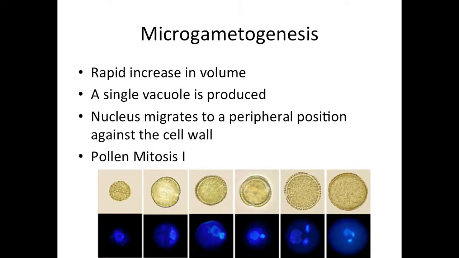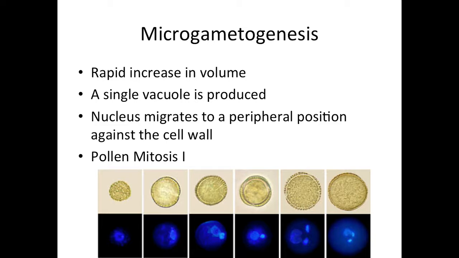All right, microgametogenesis is the next phase in the formation of the male gametophyte. Microgametogenesis begins with haploid microspores, and it's complete when you have sperm. So the first thing that happens is the microspore grows. It increases in volume, it produces nutrients and other molecules that are going to be necessary for mitosis and the production of the nutritive molecules that the pollen needs to have.